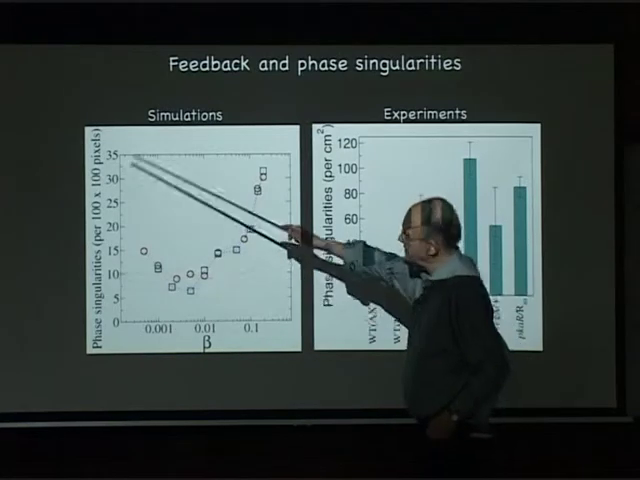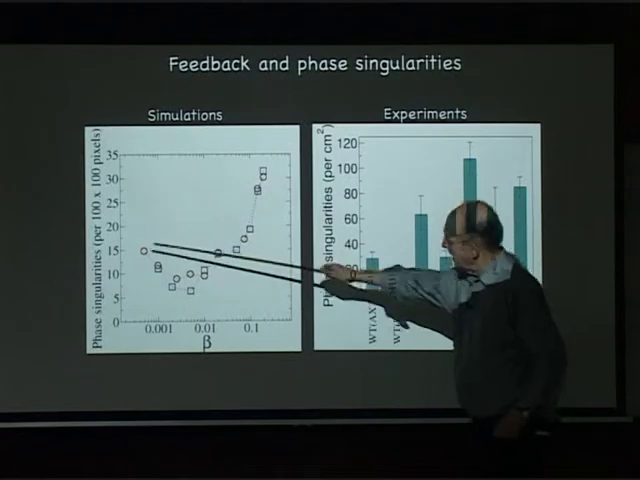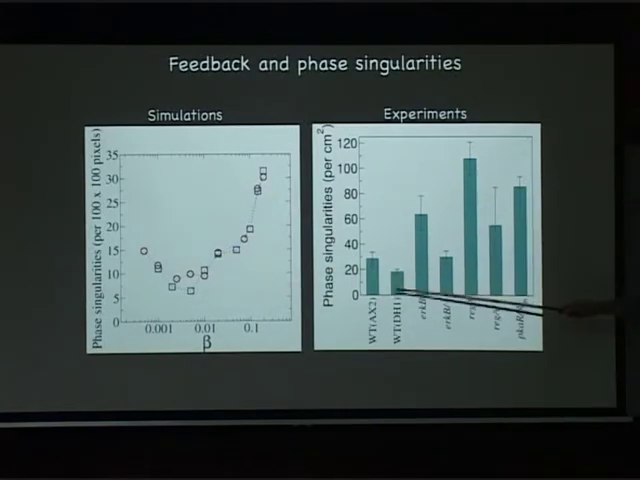So there's the number of phase singularities, those little spots that you saw, the gray and the white ones, as a function of beta values. And here's our mutants. This is wild type, 2 different wild type strains. There's the phase singularities per centimeter squared in this mutant. There's a lot, as you remember. Reg A has way too many. And here we complement. This is a regulatory subunit of another one.